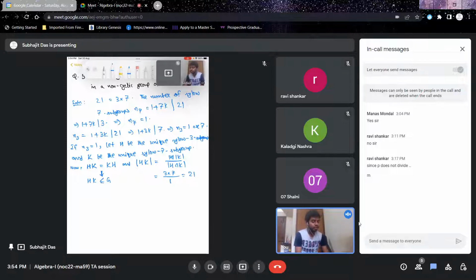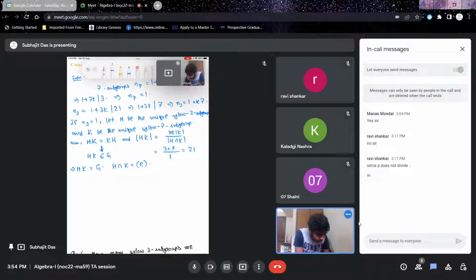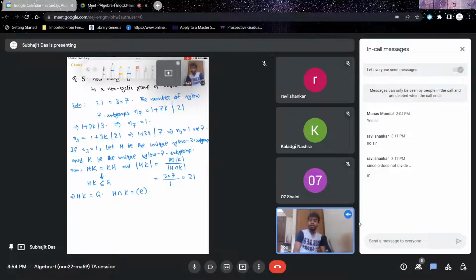So the order of HK is 21, which implies that HK is precisely the entire group G. So G can be written as HK, and H intersection K is trivial. H and K are normal in G, which means that G is an internal direct product of H and K, and from this we can conclude that the group G that we are talking about is actually cyclic.